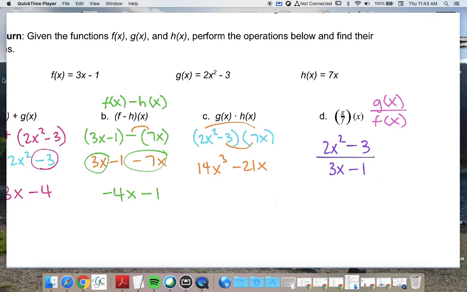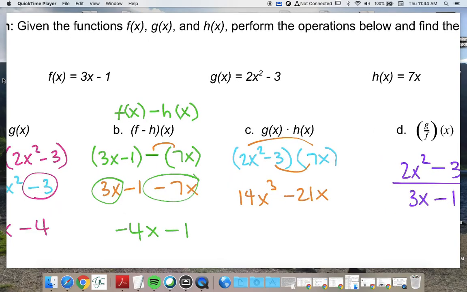Now, let's go back and talk about the domains. So let's start by finding the domain of each of our original functions. Sorry, please excuse the beeping in the background. F of x, 3x minus 1 is just a line. So this has a domain of -infinity to infinity. G of x, 2x squared minus 3, that's a parabola. So this is also a domain of -infinity to infinity. And then lastly, h of x is just equal to 7x. That's a line, so it also has a domain of -infinity to infinity.